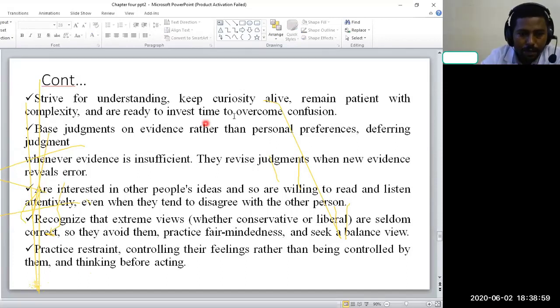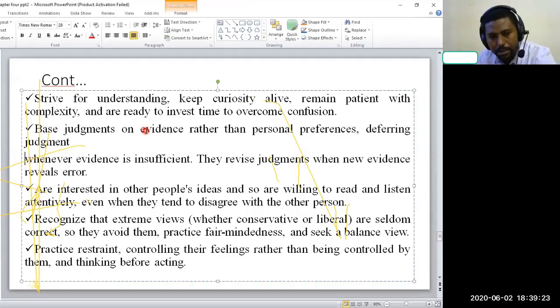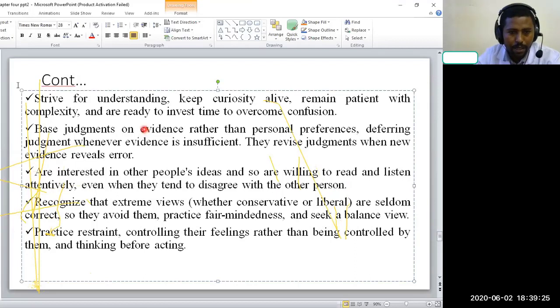Whenever the evidence is insufficient, even if there is a chance of error in judgment, when there is new evidence, they try to reveal that and make decisions accordingly by correcting that mistake.